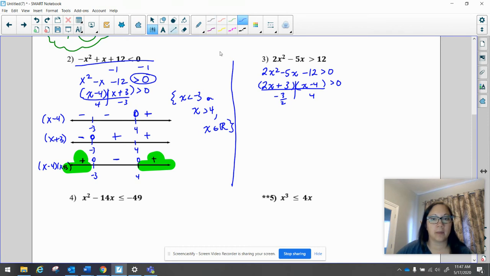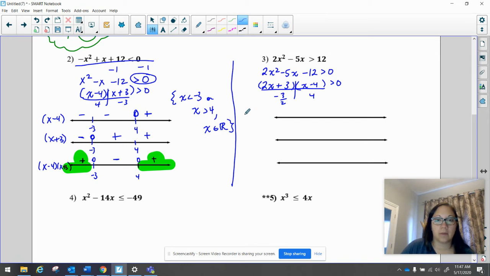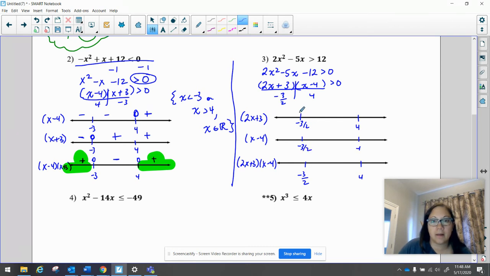So now I go ahead and draw my 3 number lines, one for each factor and one for the product of the factors. So this one would be 2x plus 3, this one would be x minus 4, and this one would be 2x plus 3 times x minus 4. And my x-intercepts or zeros are at -3 over 2 and 4. Okay, I'll write those in everywhere. So I would have a 0 right here, -3 over 2. Anything to the left of that is always negative. Anything to the right, positive.